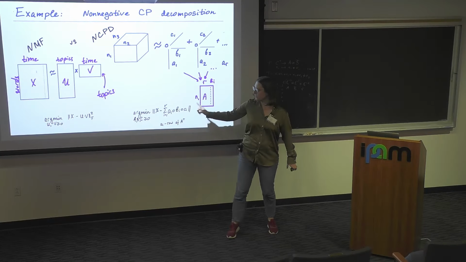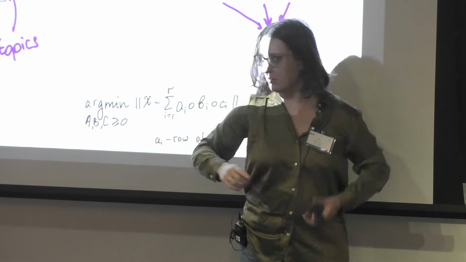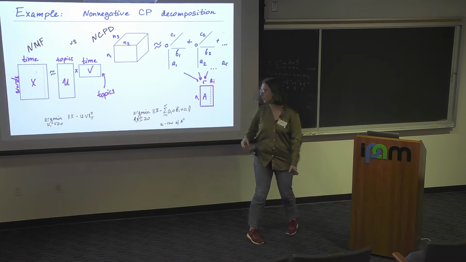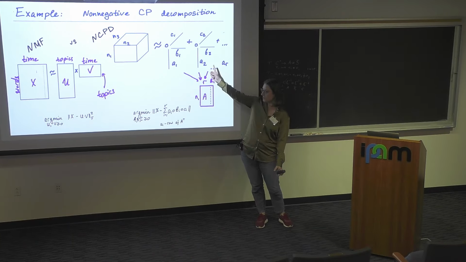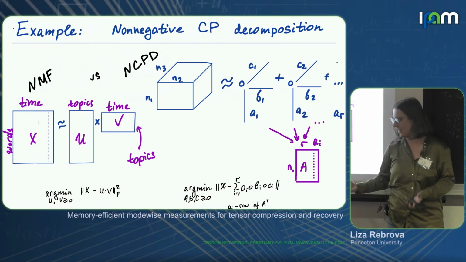And you can think about it: in the matrix world, it's actually much more complicated than just doing SVD. You don't have the SVD algorithm here. You start dealing with optimization stuff. But in the tensor world, you can do the same. And this is the level of complexity of CP, because CP decomposition is that hard.